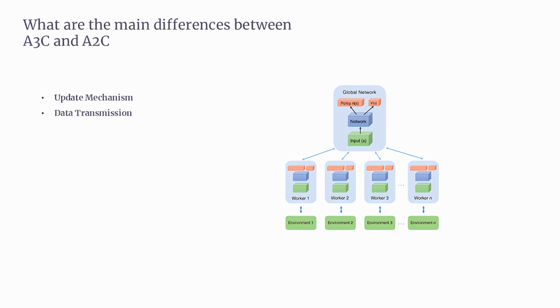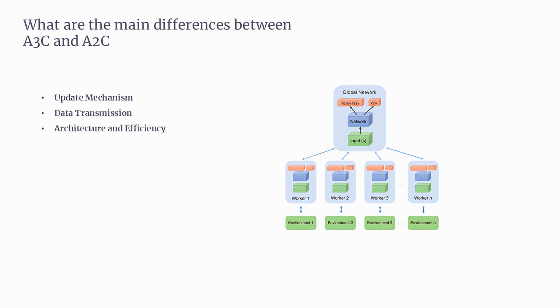The second, data transmission. In A3C, agents typically send the gradients they've calculated based on their experiences to the global model for updates. In A2C, instead of sending gradients directly, agents transmit their experiences to a central learner. This learner computes the gradients and updates the model accordingly. This method allows A2C to handle larger batch sizes, making it more efficient, especially when using GPU acceleration.